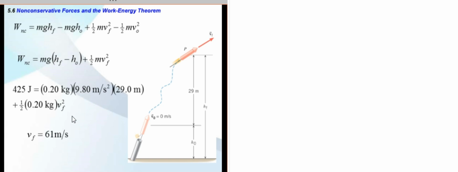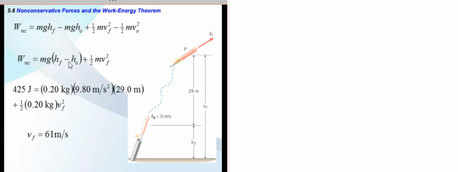By substituting these givens into our equation, we will have v final equal to 61 meters per second. The work done by the non-conservative force is 420 joules. The mass is 0.20 kilogram. The gravity is 9.80 meters per second squared. And the height is 29 meters.